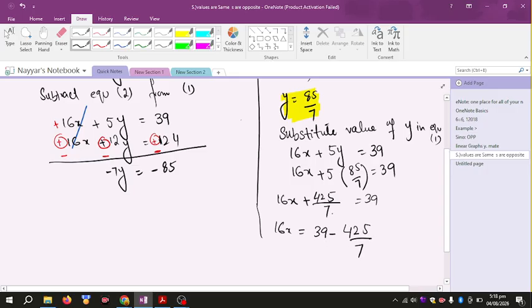We can also convert it into a decimal number if we want to, and we can also substitute the decimal value and we can get the answer. It's totally up to you.